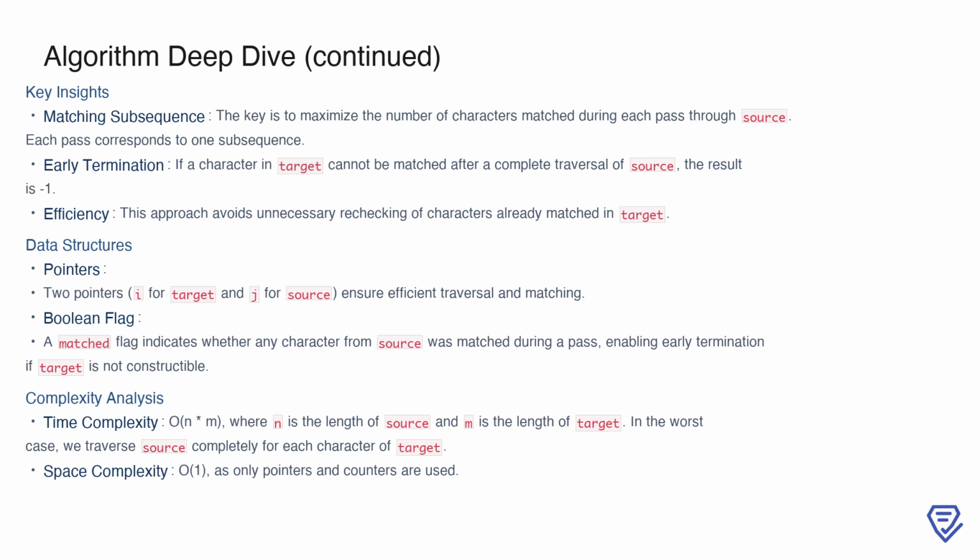To implement the solution, we use 2 pointers, i for tracking our progress in target and j for traversing source. The use of a Boolean flag, matched, allows us to detect when no match occurs in a pass, enabling early termination. In terms of complexity, the algorithm has a time complexity of O(n*m), where n is the length of source and m is the length of target, as we may need to traverse source completely for each character in target. The space complexity is O(1), since we only use a few pointers and counters.